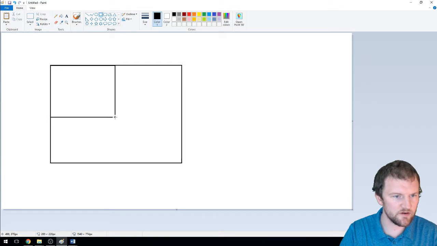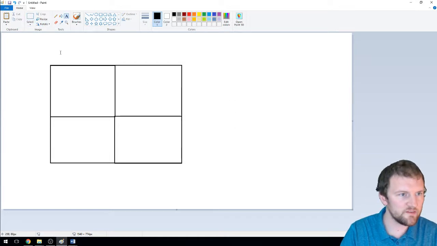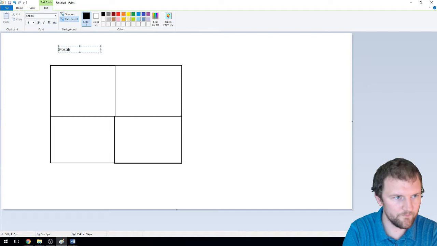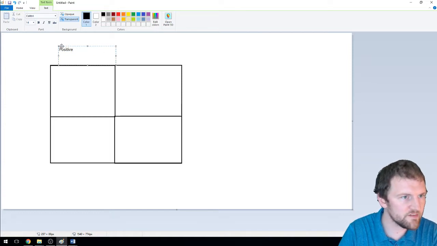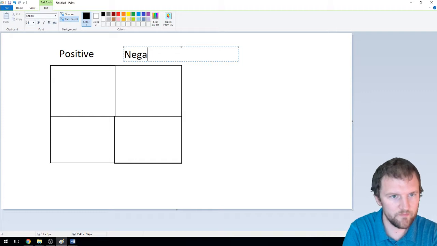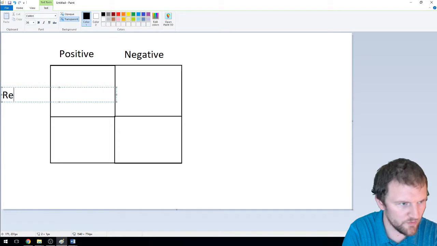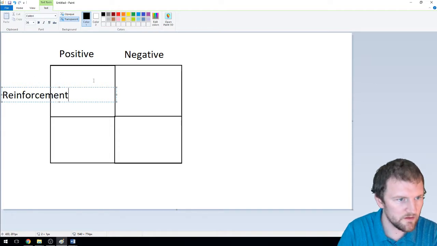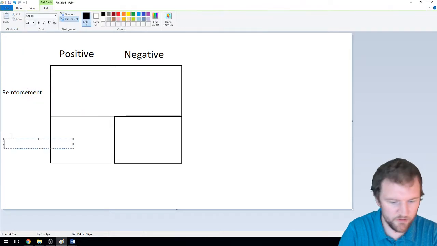I'm going to try and draw a grid here. So you work with this grid of positive, negative, reinforcement and punishment. And you can have any of the combinations of these four things.